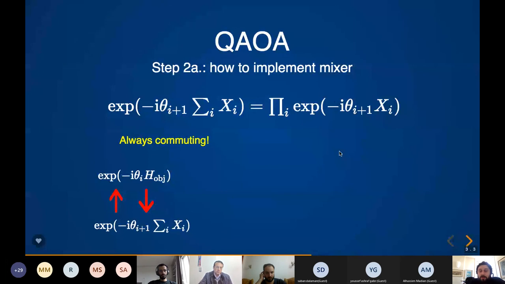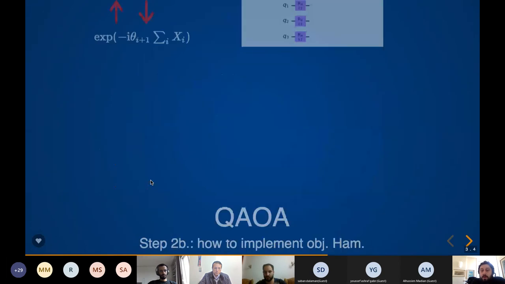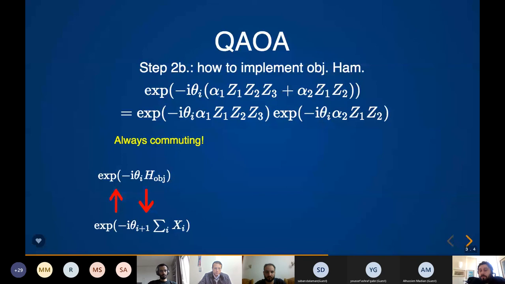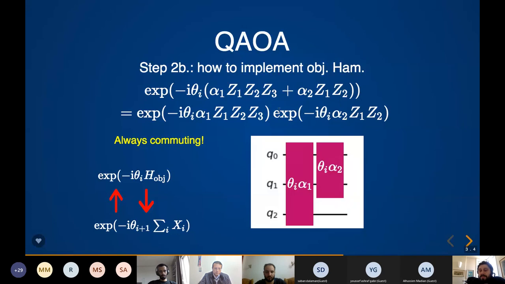First of all, there is this mixer Hamiltonian with the Xi's, the sum over Xi, and as I mentioned, this will only be a local operator because these Xi's commute with each other. So using the Suzuki-Trotter expansion formula, you can see that this is nothing else than a rotation with Xi on each qubit. So you have a product over that. And as for the objective Hamiltonian, first of all, you also notice that all the terms commute with each other, because they are ZZ terms. And a term of the form e to the minus i theta times alpha Z1 Z2, as well as Z1 Z2 Z3 as a three-qubit term, you can implement in the following way.